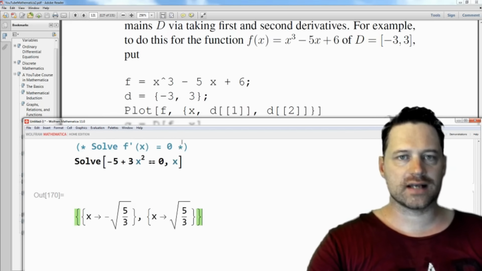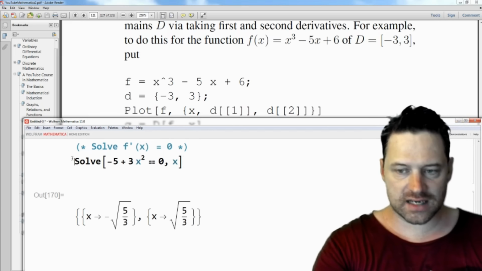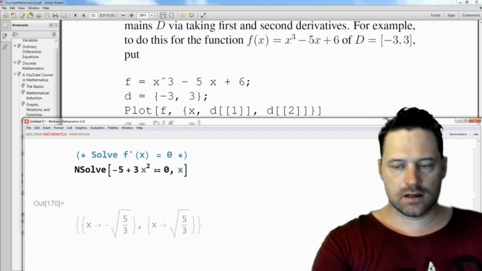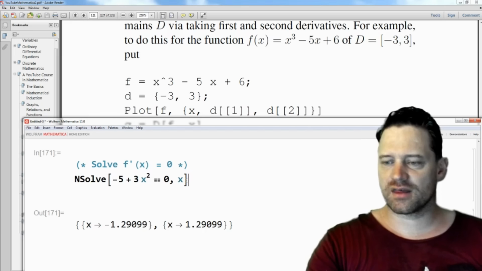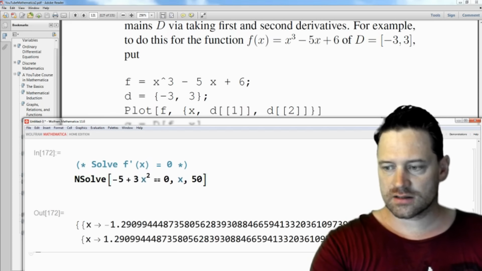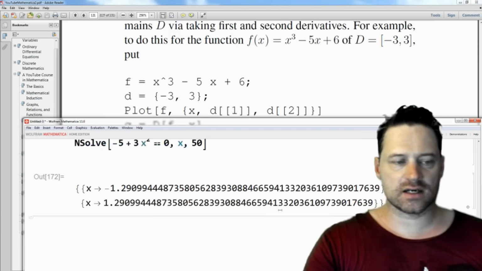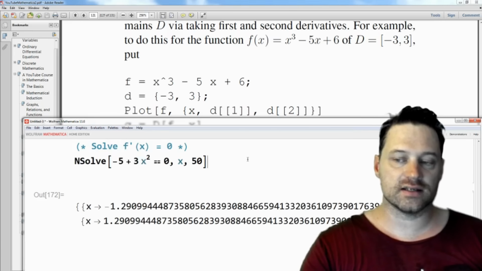Now what if you wanted a numerical answer? Well, all you have to do is put an uppercase N in front of this. And what if you wanted more decimal places? I think from memory all I have to do is add some more. Let's see, yes, that does it. So you can get as many decimal places of accuracy as you like when you do this.